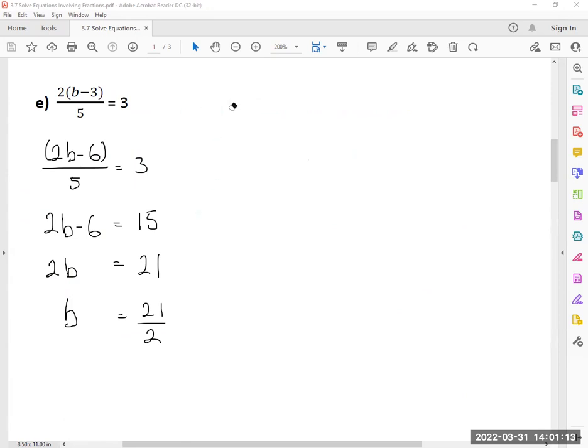Notice how the fraction is gone? I multiply both sides by 5. It's a division of 5, so I multiply both sides by 5. They will reduce to 1, so I don't have to worry about that. 3 times 5 is 15.